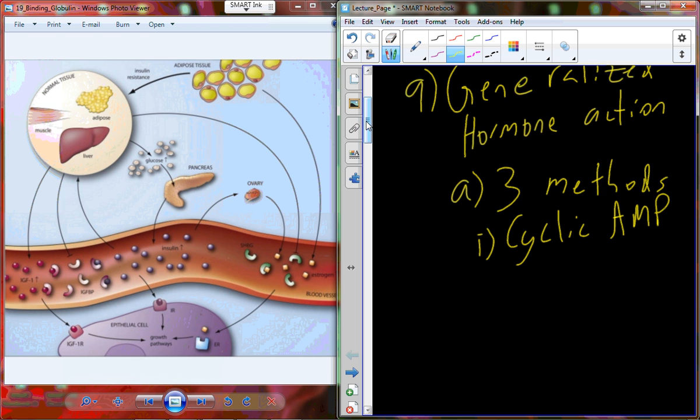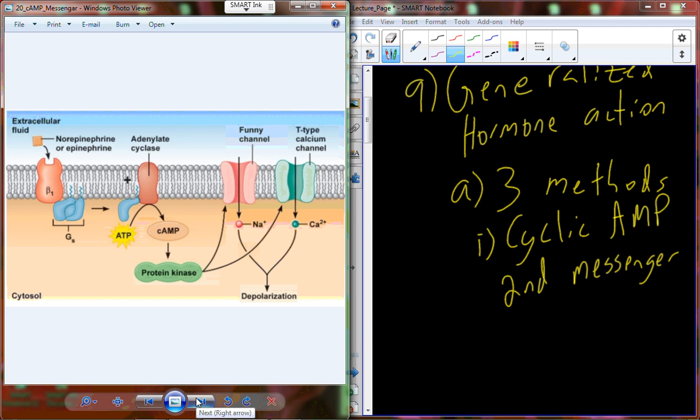The first method should be something that's relatively familiar. Some hormones will work through a cyclic AMP second messenger system. Okay, and we have an image of this that we can work off of. It's specific for norepinephrine or epinephrine, also known as noradrenaline or adrenaline if you're from over across the pond.